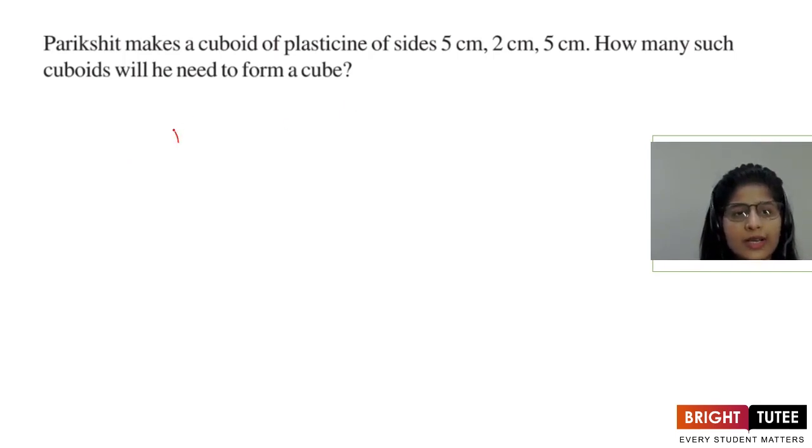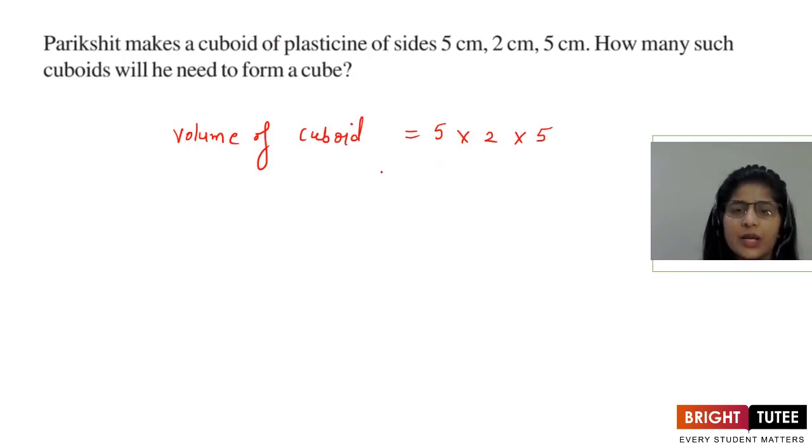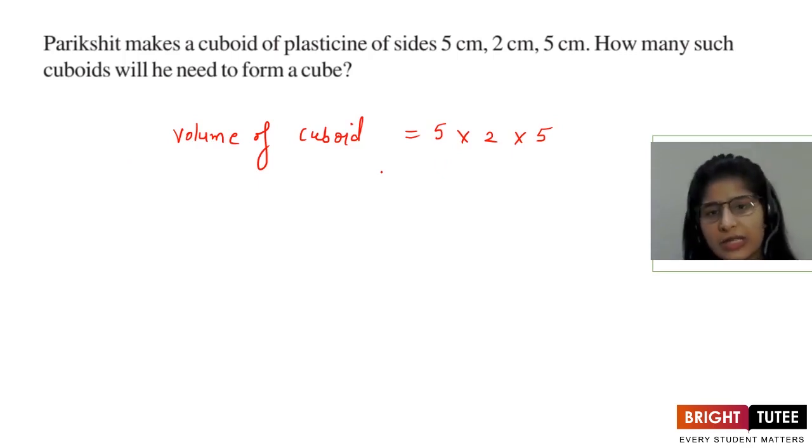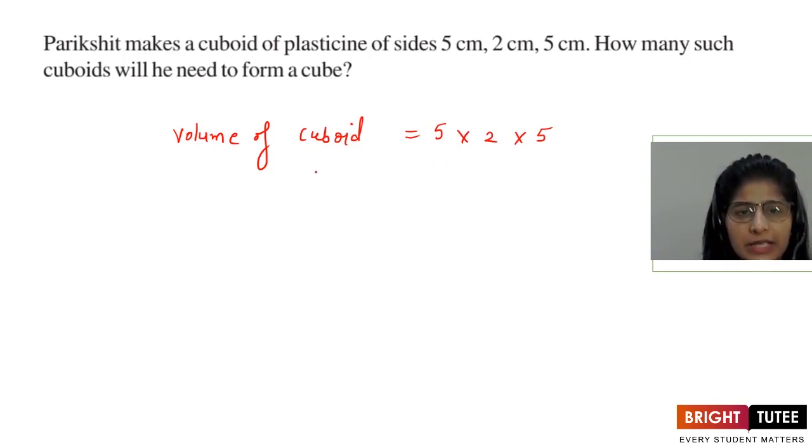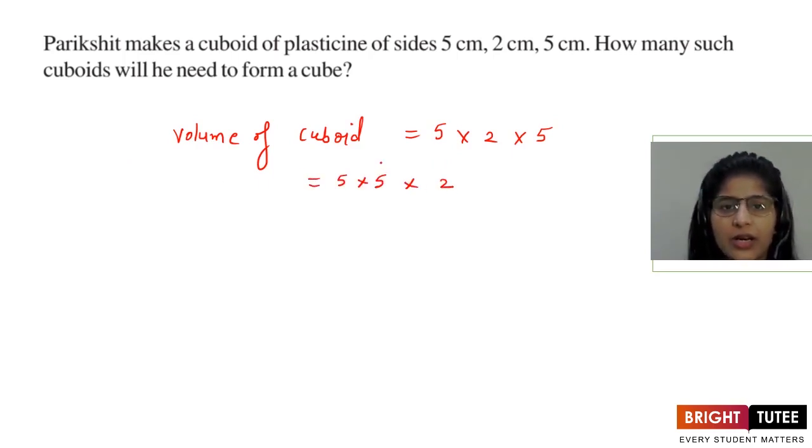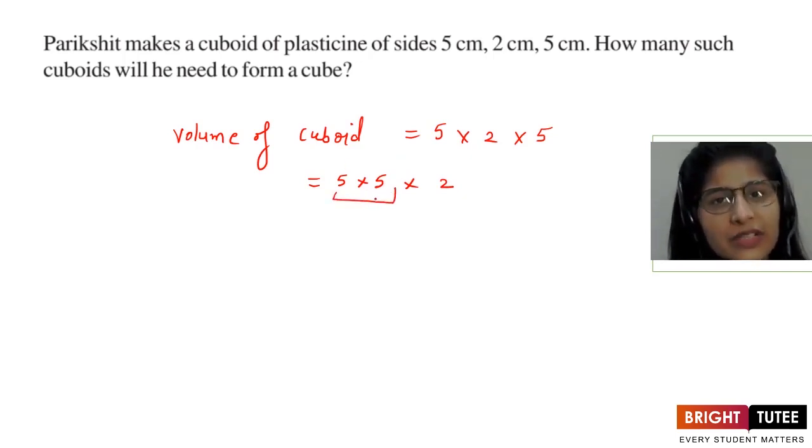So now, what is the volume of the cuboid? Volume of cuboid will be 5 cross 2 cross 5. Length into breadth into height, we have done. We are asking that these numbers should make a perfect cube. So to make a perfect cube, just to see, we have 5 cross 5 and we have 2 extra. To make this a triplet, what are we missing? We are missing one 5.